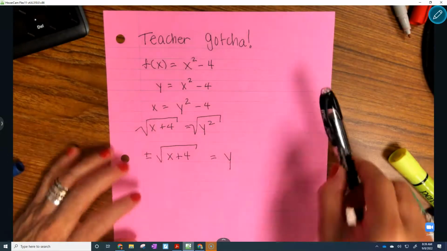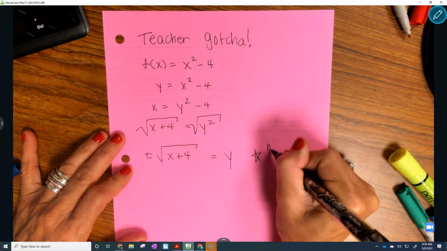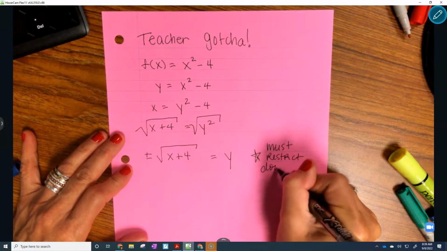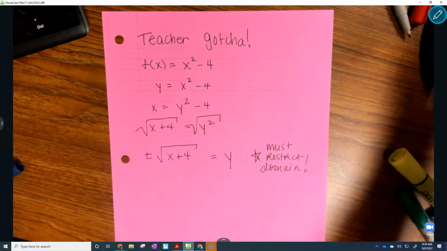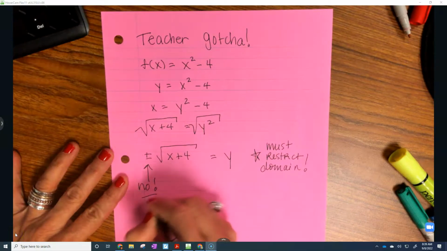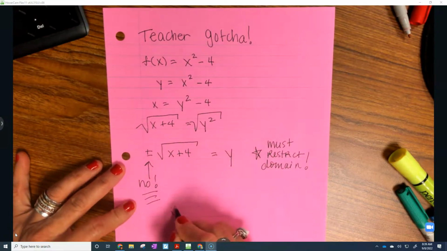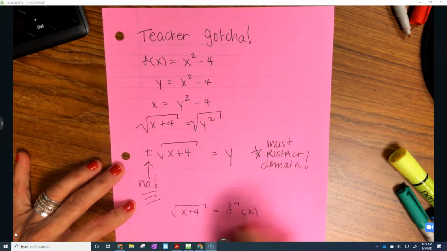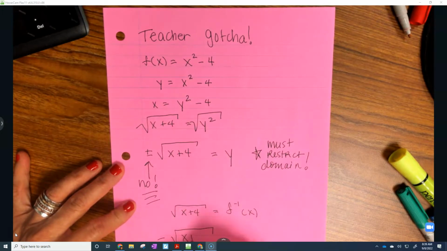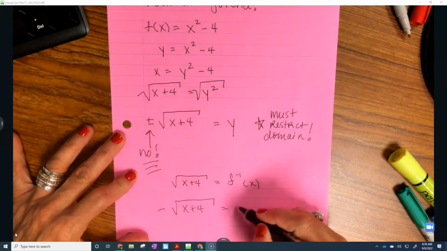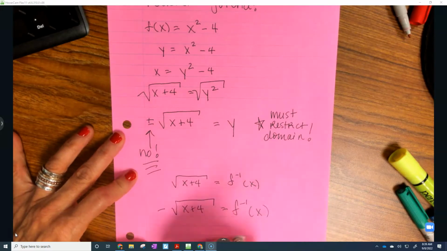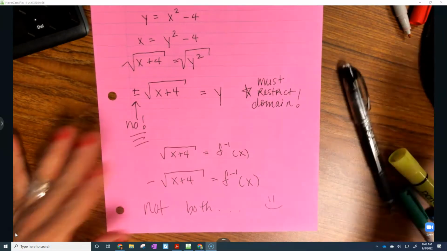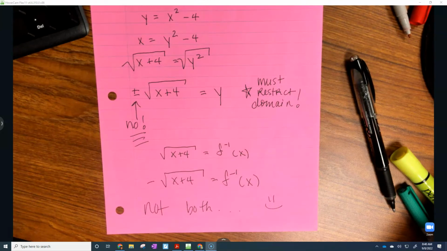So look, in order for me to use function notation, you must restrict the domain. So you cannot have the plus minus. You cannot have the plus minus. So in order for me to write a function and use my little function notation with that -1 right there, it is just the positive root, or it is just the negative root, but it can never ever have a plus minus there. So make sure you don't fall for that teacher trick. Not both roots. Good job. Make sure you submit to Canvas.